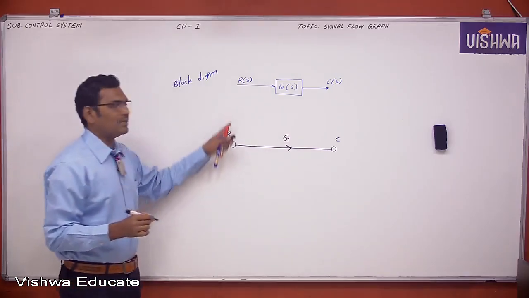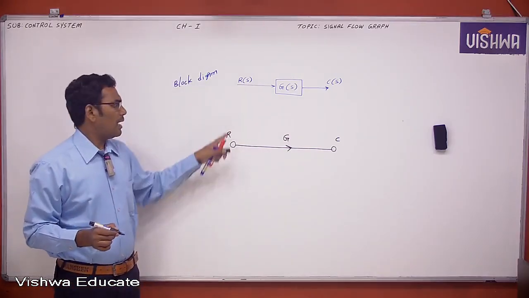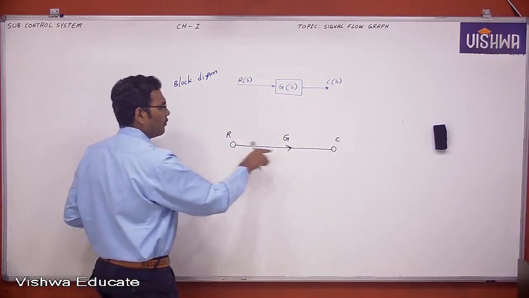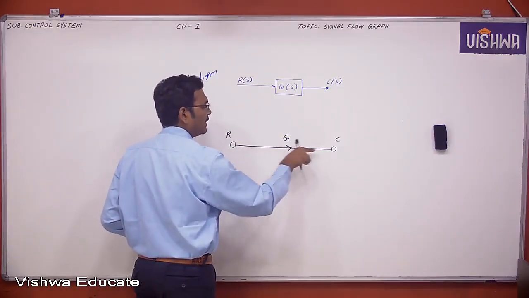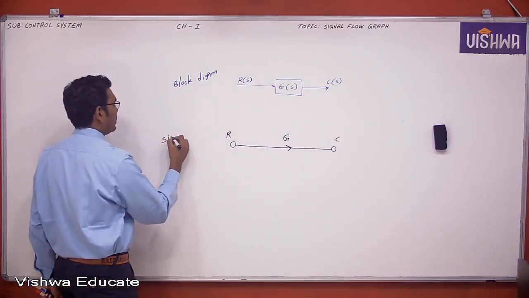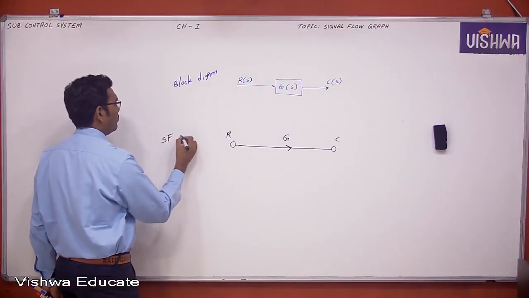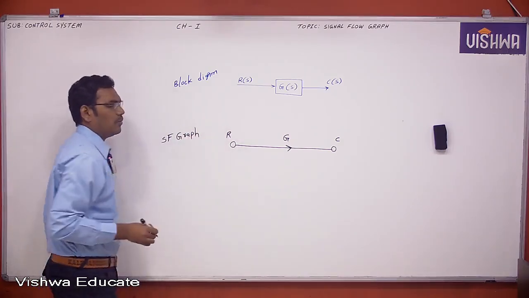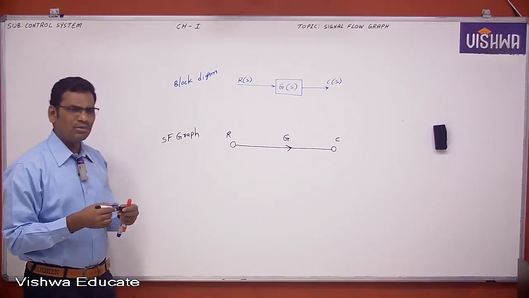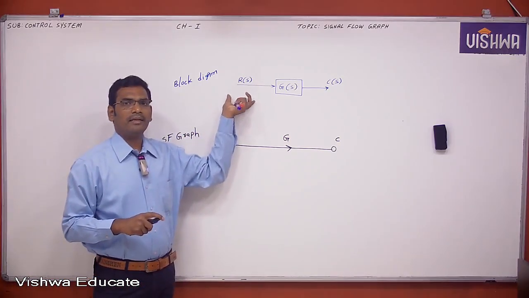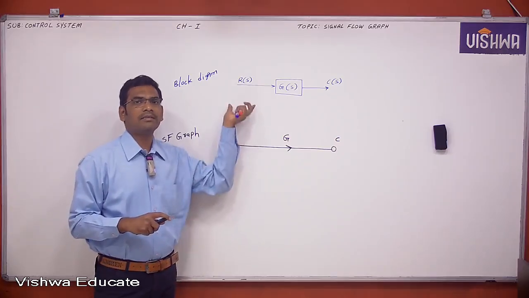So this is the block diagram and this is its corresponding signal flow graph. This is the flow between the nodes, with the direction, of the signals. That's why this is called a signal flow graph. This is the signal flow graph and this is the block diagram. So this is a simple way to see the block diagram and the signal flow graph.